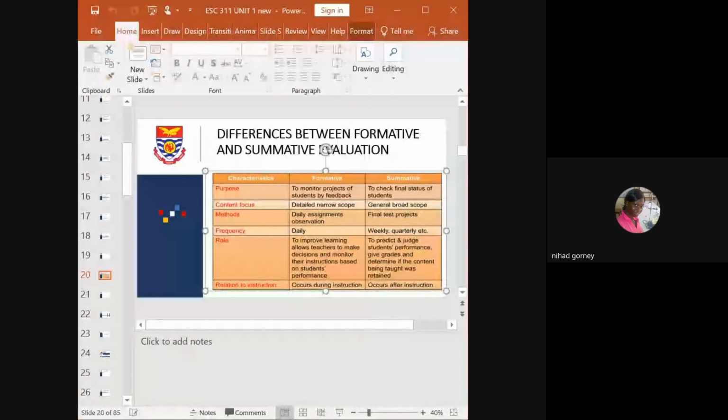If we are comparing these two types, formative and summative evaluation, on the basis of purpose, there's a difference. On the basis of content focus, there's a difference. On the basis of methodology, it is also different. On how frequently we do these evaluations, they are different. In the role they play and how they relate to instruction too, they are different. And so I'll quickly move on from this one.